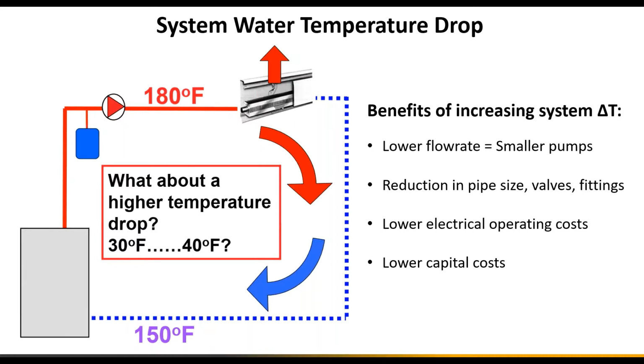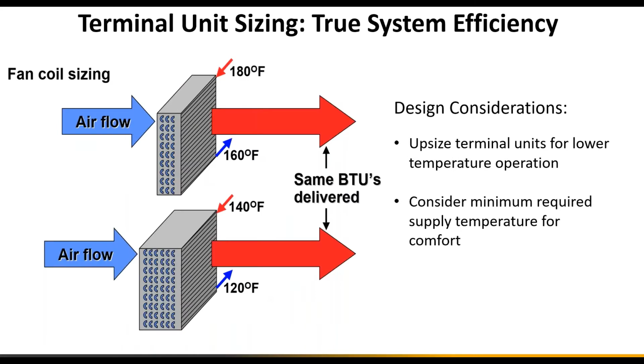One thing, moving on to the next slide: in new applications, especially when we use terminal units, if we're dropping our water temperature and using fan coils, of course we need to realize that since we're feeding the fan coil or baseboard, for instance, with lower temperature water, we may need to increase the size of that radiative surface area.